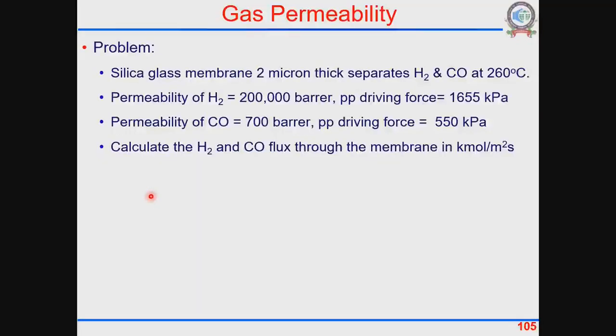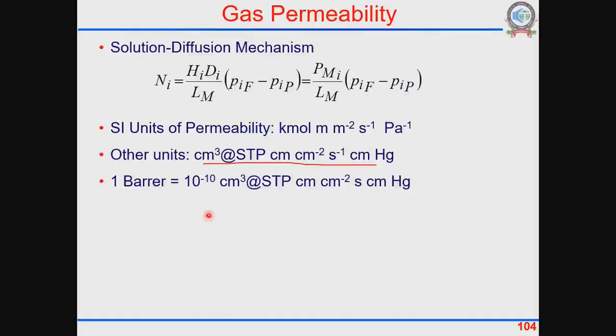Okay, so here's a small problem. A silica glass membrane, 2 micron thickness, separates hydrogen and carbon monoxide at 260 degrees centigrade. Let's say the permeability of hydrogen is 200,000 barrer. Partial pressure driving force is 1655 kilopascal. Permeability of carbon monoxide is 700 barrer. Partial pressure difference is 550 kilopascal. Just calculate the flux of hydrogen and carbon monoxide through this membrane in terms of kilomoles per meter square per second. So basically it is an exercise in converting units.